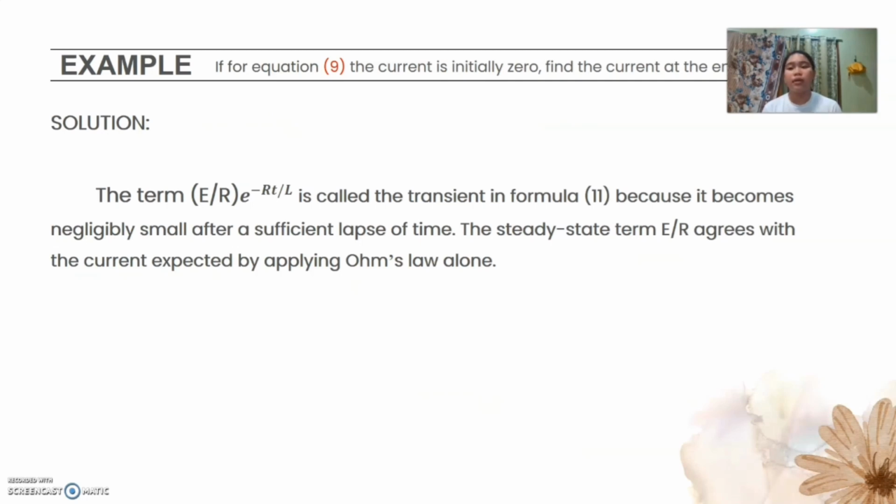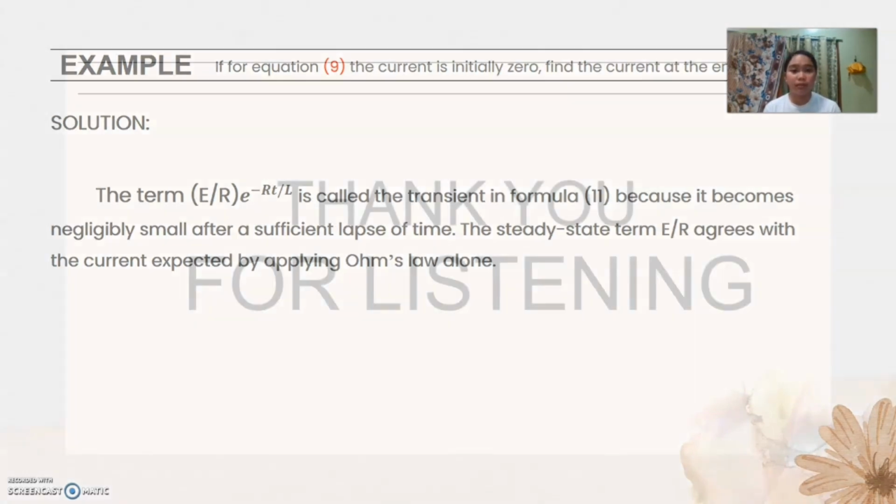So the solution. The term E over R multiplied by e to the power of negative Rt over L is called the transient term in formula 11 because it becomes negligibly small after a sufficient lapse of time. The steady state term E over R agrees with the current expected by applying Ohm's law alone.